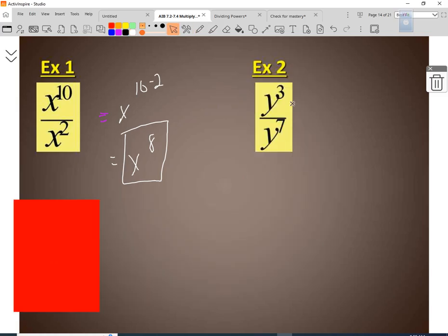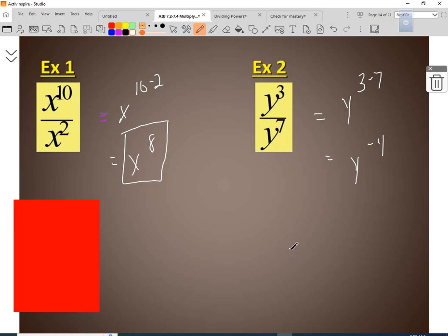All right. Y to the 3rd power divided by y to the 7th power. Give it a whirl. Y to the negative 4th. It is. So this would be y to the 3rd minus 7th power, which would be y to the negative 4th power.